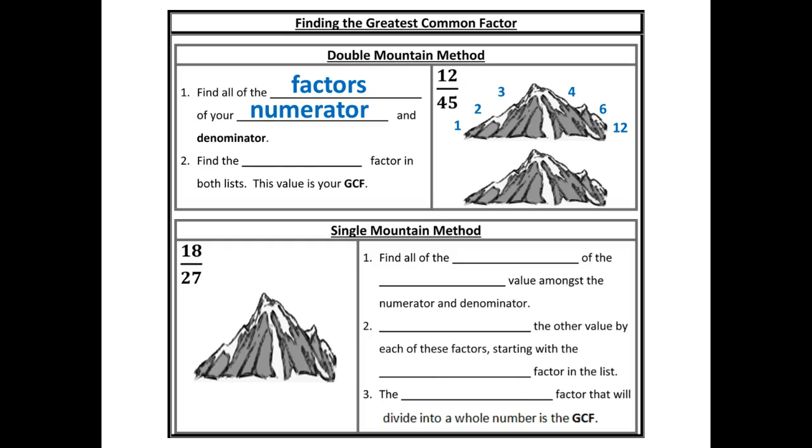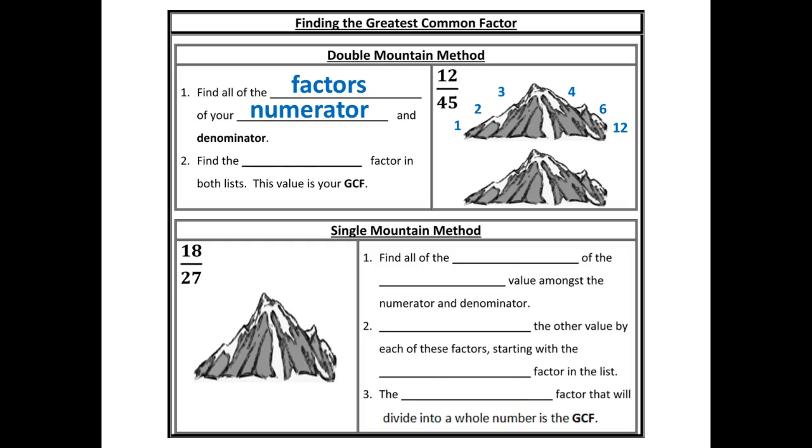I could also use a calculator. 12 divided by 1 gives me a whole number. 12 divided by 2 gives me a whole number. 12 divided by 3 gives me a whole number. Any number that gives you a decimal is incorrect. It's not a factor. It has to give a whole number. Now the next number I would have checked was 4, but it's already on the other side of the mountain.